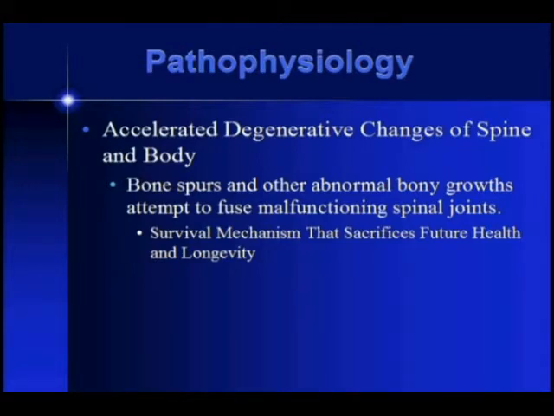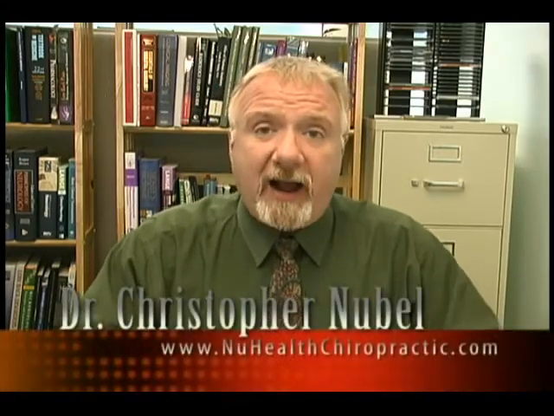Now, the end result of vertebral subluxation complex is pathophysiology. Not only do vertebral subluxations contribute to improper nerve flow and improper function of the muscles, organs, and tissues that those nerves are connected to, but it also contributes to accelerated degenerative changes of the spine and the body. Bone spurs and other abnormal bony growths. This is all an attempt to fuse malfunctioning spinal joints. And what does this pathophysiology look like? Well, we'll take a look at that on our next installment of Chiropractic Solutions.